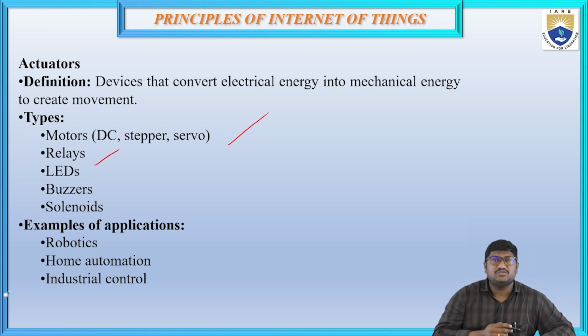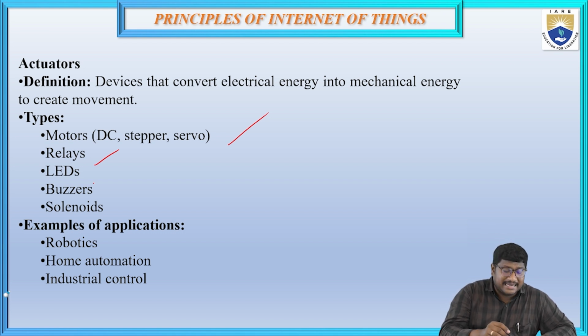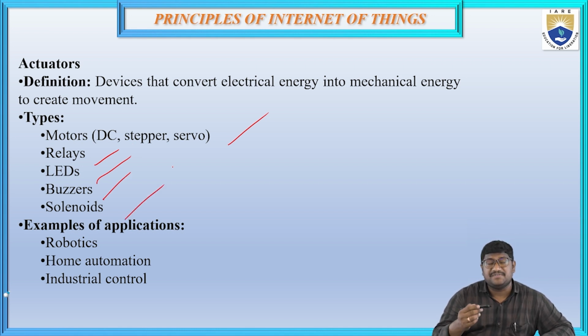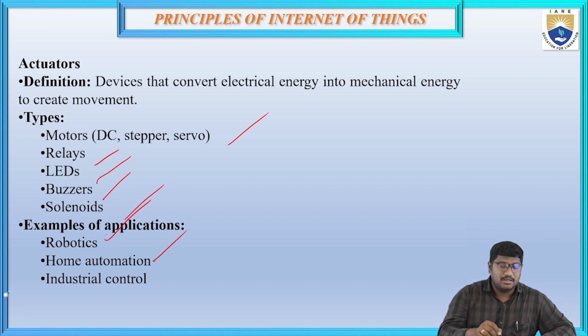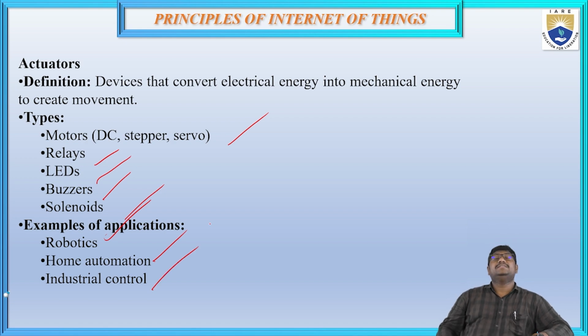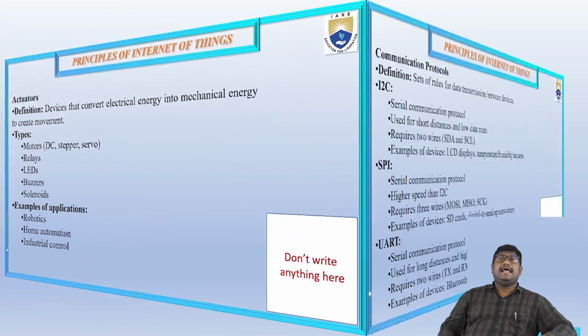The relays are the things which are utilized at the time of the presentation. And coming to LEDs, light emitting diodes, buzzers to produce sound, solenoids, all these are different kinds of actuators which are utilized to convert the electrical energy into mechanical energy. The best examples for applications of actuators are robotics, home control, and industrial control. These are the best examples for actuators.